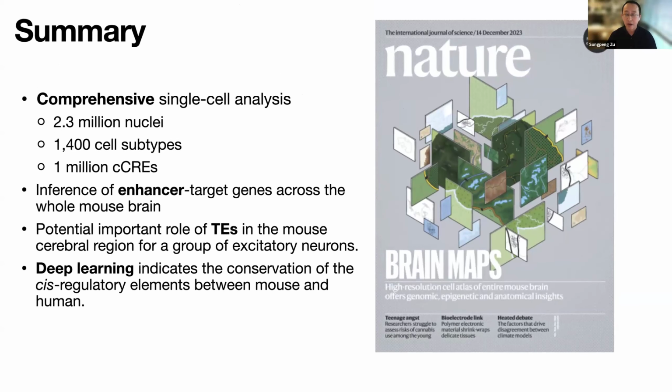So that's all the story I'm going to share for today's presentation. Here is the summary. I hope that based on today's presentation you agree with me that this is a comprehensive single cell analysis. We have in total 2.3 million nuclei, and we identified more than 1,400 cell subtypes and 1 million cis-regulatory elements. We did enhancer target gene inference and gene regulatory program inference. We identified a potentially important role of transposable elements in the more cerebral regions for a group of excitatory neurons. And the deep learning part indicates conservation of cis-regulatory elements between mouse and human.